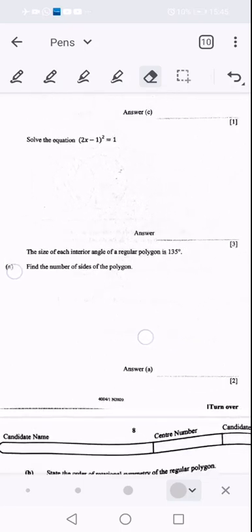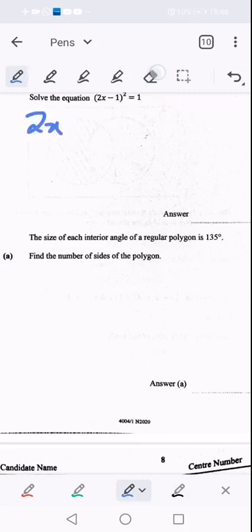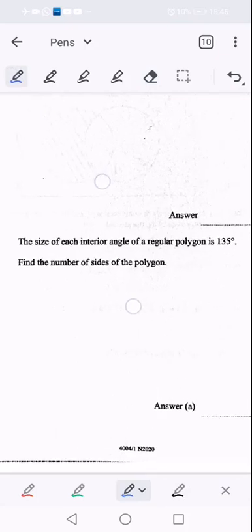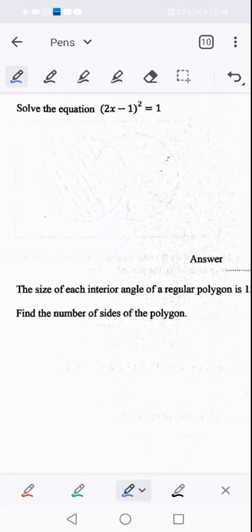This is simple. 3 marks. Alright, this question says solve the equation (2x minus 1) power 2 equal to 1. So first of all, we are asked to find the value of x. To find the value of x, first of all, remove the power 2, we remove the square.